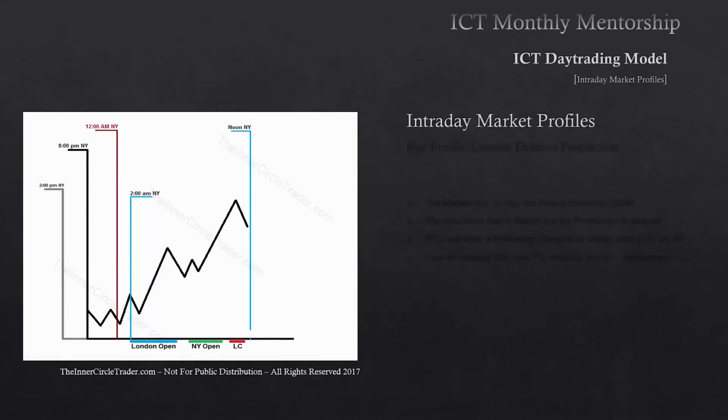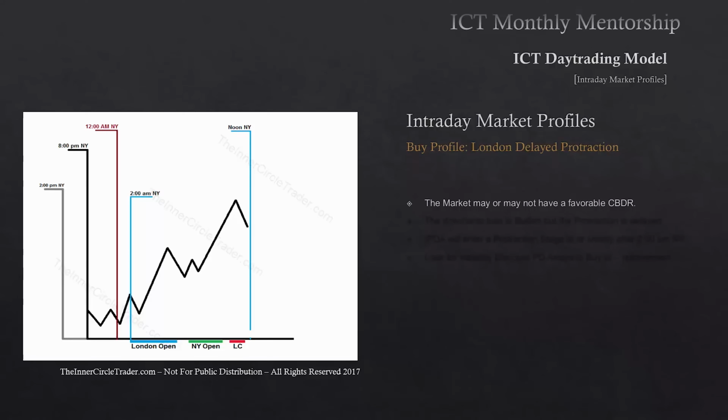Okay, intraday market profiles, continuing with our buy profile of the London delayed protraction. For this, we're going to be looking for the market may or may not have a favorable central bank dealers range. So it can happen either or. It can be a day where the central bank dealers range is less than 40 pips or greater than 40 pips. The filter moves over to the Asian range.